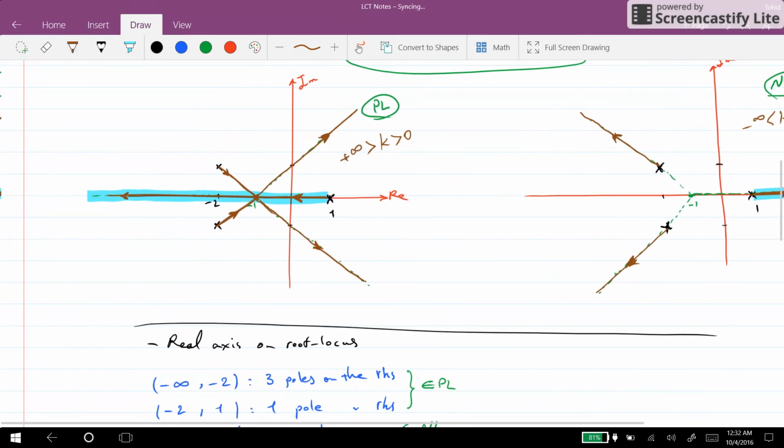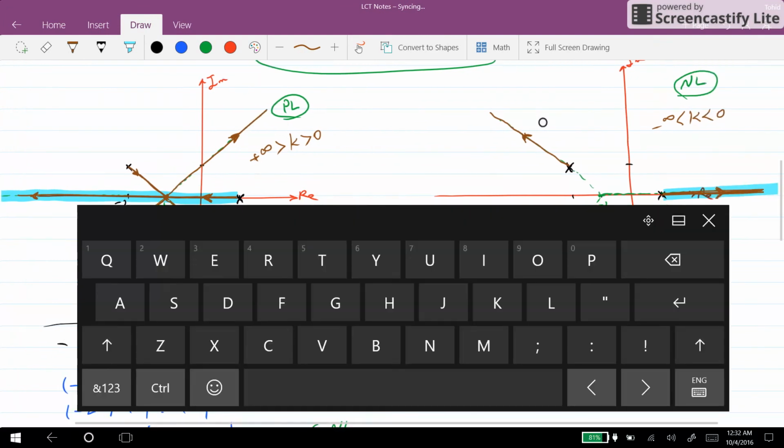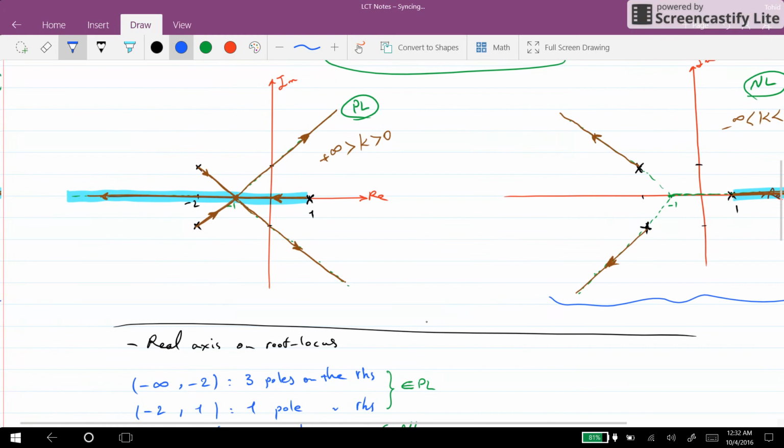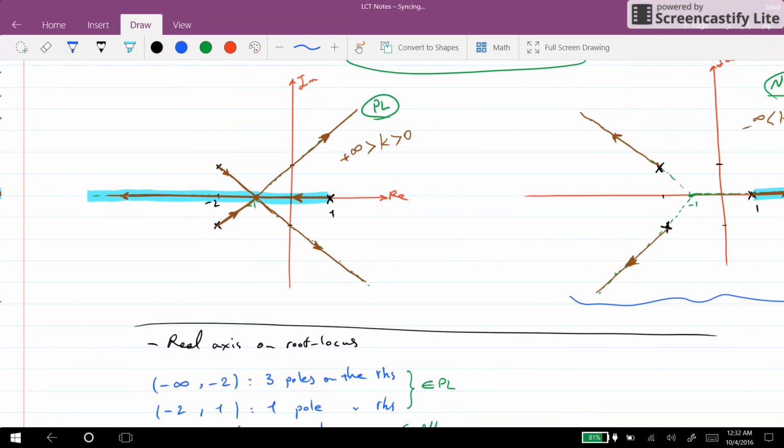We need to determine for which value of k our system is stable. Looking at the negative locus, we can see that for any value of k smaller than 0, the closed-loop system is unstable, because we will have one pole here in this area. For the positive values of k, we need to find out the value of k at this point, where we have j square root of 3. For the corresponding value of k, we will be in a situation that is called marginal stability. Let's see how to find the value of k over there.